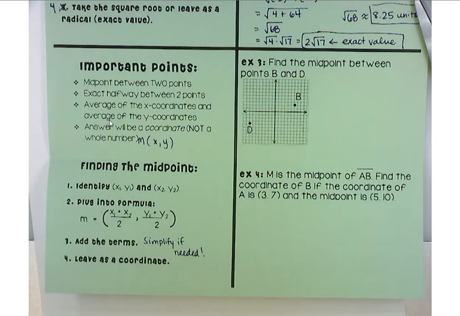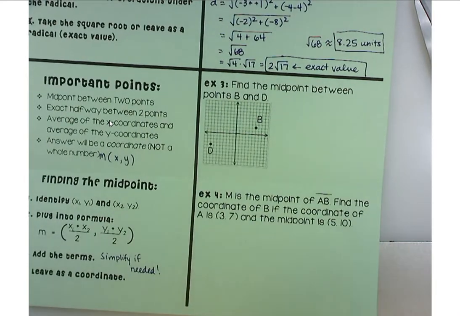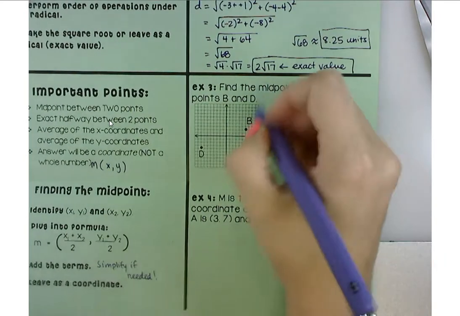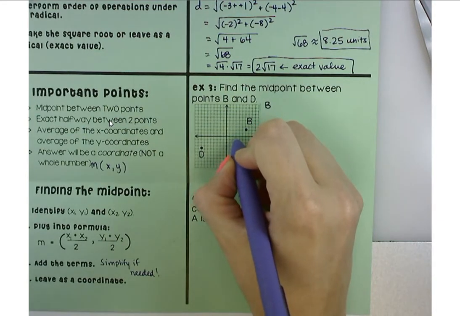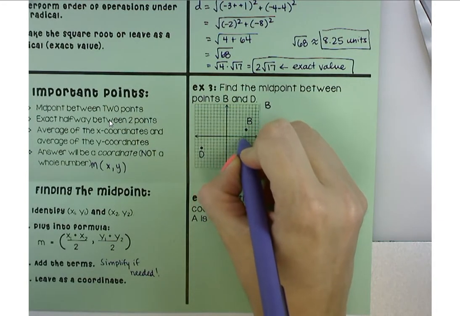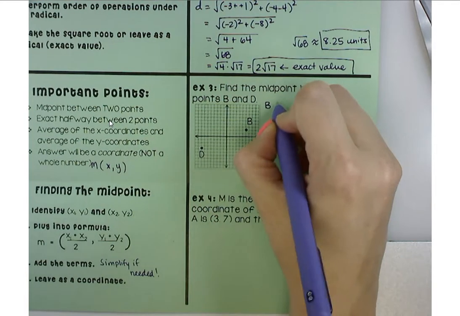No, it'll be directly on the line. So we'll do those two together. So first we're going to find coordinate B. So that would be over 1, 2, 3, 4, 5, 6, and then up 1, 2. So B would be 6, 2.